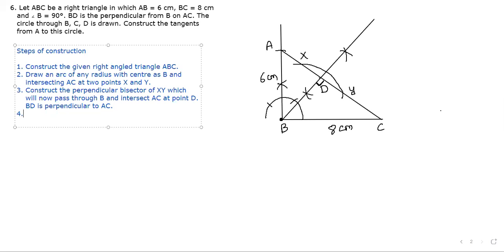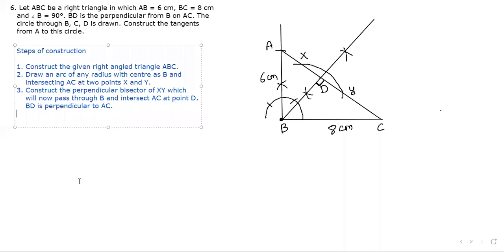Reach till here, all of you. Everybody has got the point D? Yes, sir. Perfect 90 degree. Very good, very good.